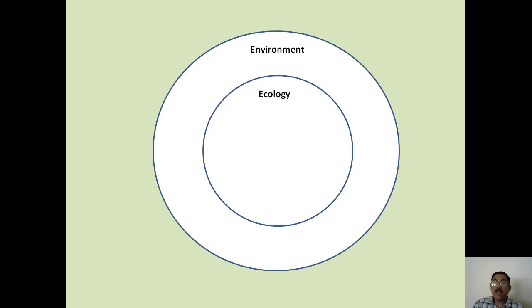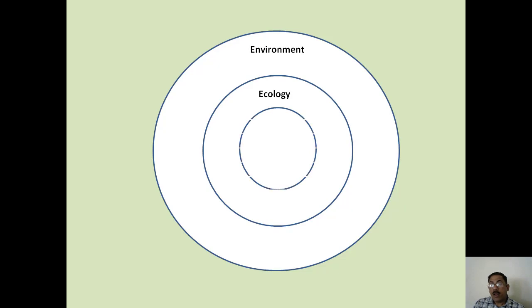Why am I saying this is ecology? Because ecology is the relationship which is a part of the environment, and ecology is the study of the environment which indicates the relationship between the biotic and abiotic things. So ecology is a part of the environment. That's why we show it as a small sphere under the environment.